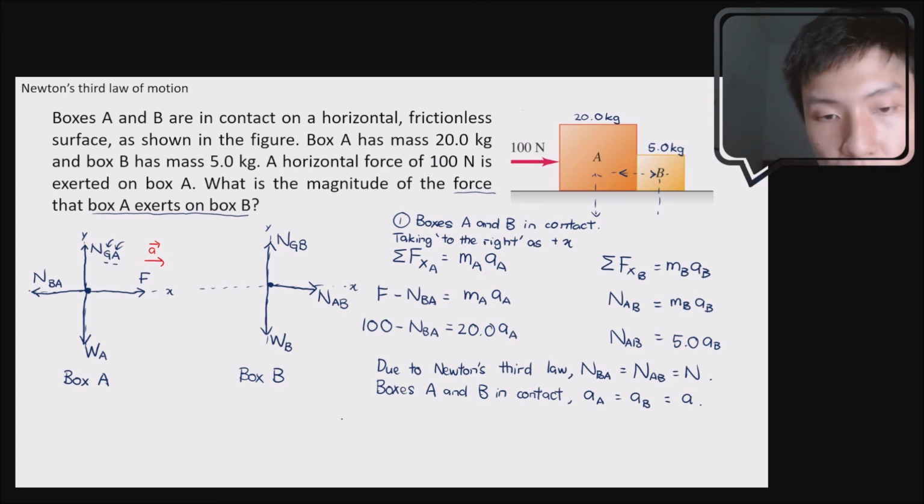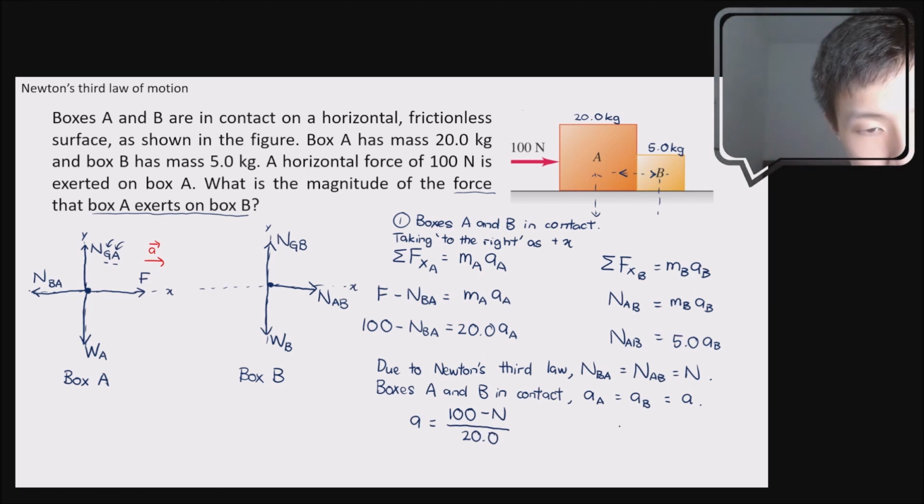Okay, so once we know that, we can shift our equation around. We are interested in the normal force, we are not really interested in the A. So let's shift A to be the subject, so we can equate later. Then it becomes A equals 100 minus normal force, divided by 20.0. Then for this one, A should be N divided by 5.0. So this one is equation 1, this one is equation 2.